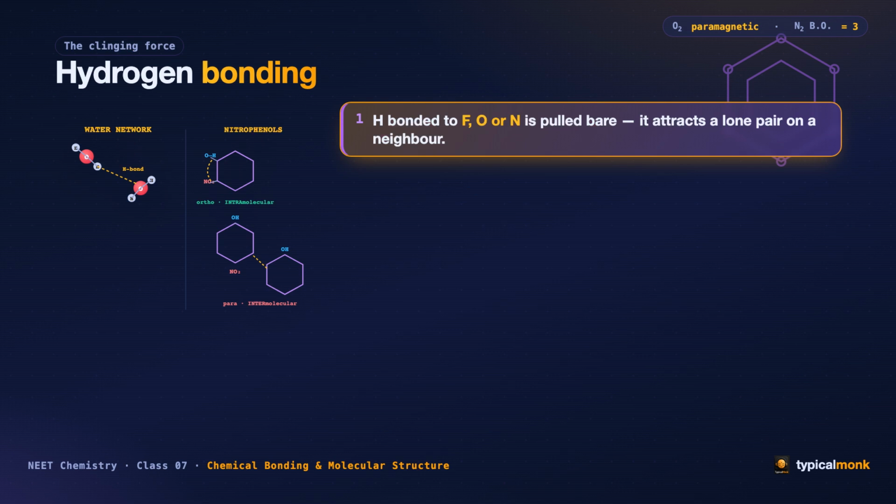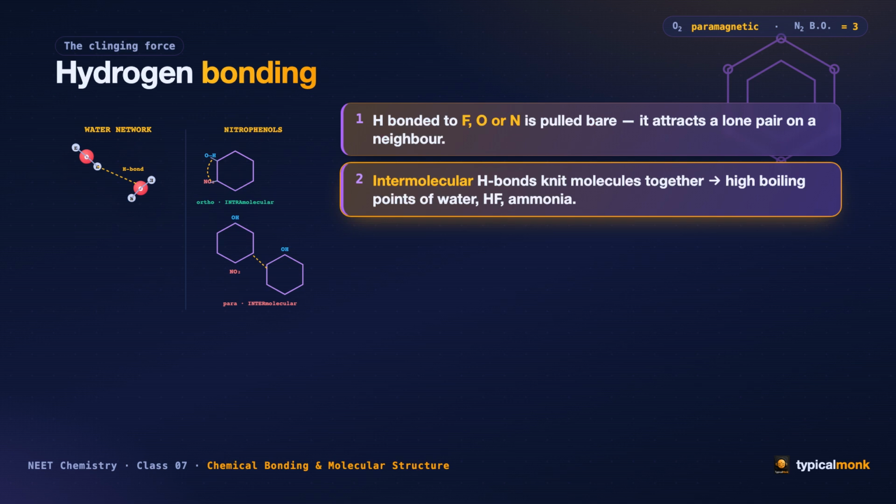Now we leave the inside of the molecule and step between molecules to a gentle force that shapes the world, the hydrogen bond. When hydrogen is bonded to a small, greedy atom, fluorine, oxygen, or nitrogen, the shared electrons are pulled so hard that the hydrogen is left almost bare and strongly positive. That naked hydrogen then reaches out to a lone pair on a neighboring atom, and a hydrogen bond forms. When these bonds form between separate molecules, we call them intermolecular, and they knit the molecules into a network. This is why water, hydrogen fluoride, and ammonia boil at surprisingly high temperatures. You must break all that hydrogen bonding before they can escape as gas.